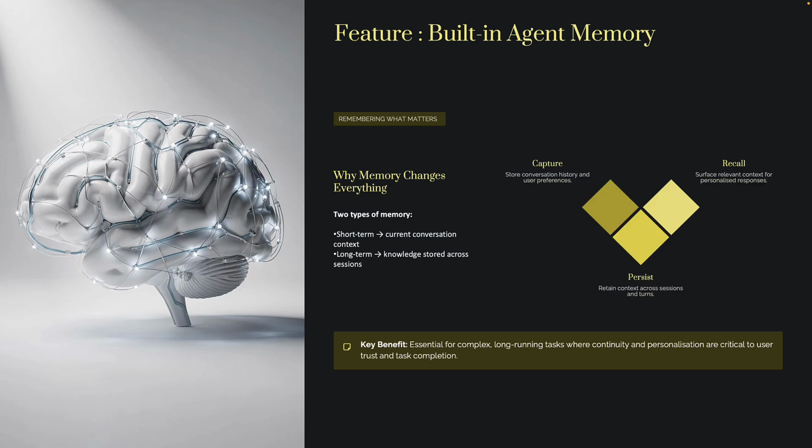Now, there are three main memory operations. One is capture, second is recall, and third is persist. Let's try and understand that. Capture means the agent stores the conversation history, user preferences, and important data. Like a user preference could be send reports in Excel. So the agent captures and stores this. Recall, as the name suggests, means you are retrieving relevant past information, like generate my monthly report, right? So the agent recalls the user's preference is Excel and generates Excel automatically.